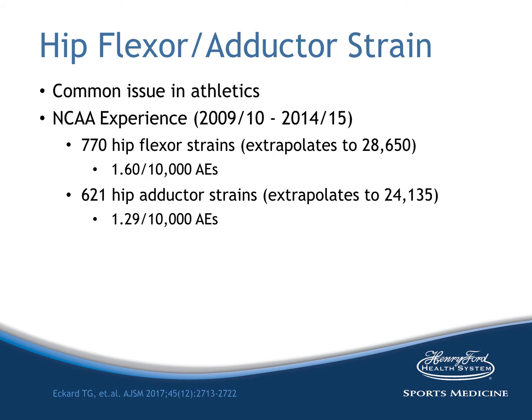One of the most common injuries that we see is hip flexor and adductor strain, an incredibly common problem in athletics. A 2017 report in the American Journal of Sports Medicine looked at 25 varsity NCAA sports across a number of schools and then extrapolated this into the data that you see here. Between the 2009-2010 academic year through 2014-15, there were 770 hip flexor strains seen, and this extrapolated to 28,650 injuries over that time period throughout the NCAA. 621 hip adductor strains were seen, which extrapolated to 24,000 injuries. So again, a very, very common problem.